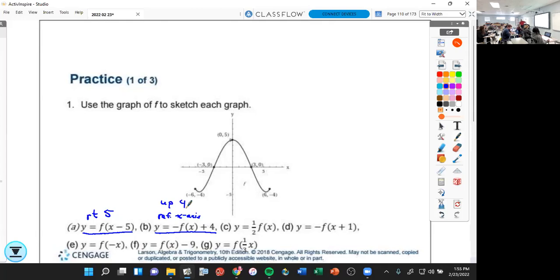Letter F, what's going to happen? Take that whole graph, that whole wave, move it down 9 units. And part G, what's going to happen? On G, there's no reflection.